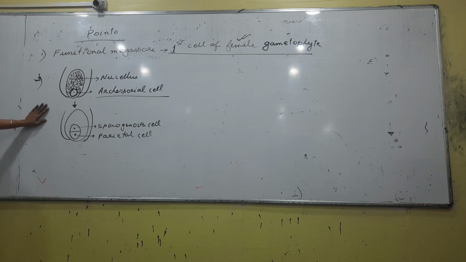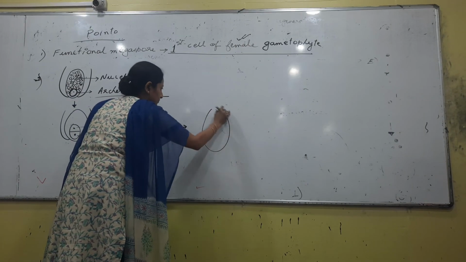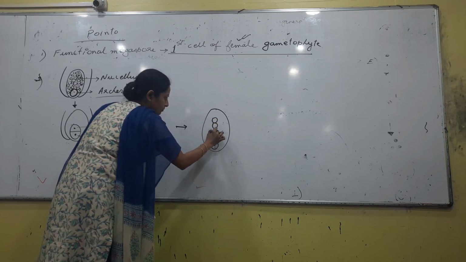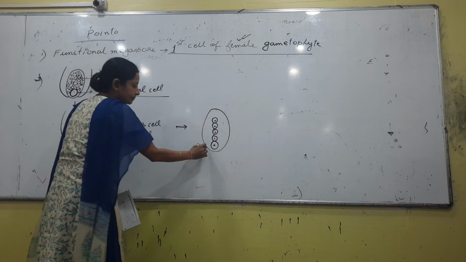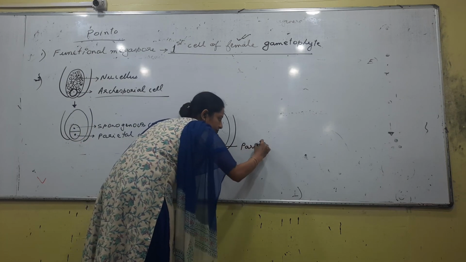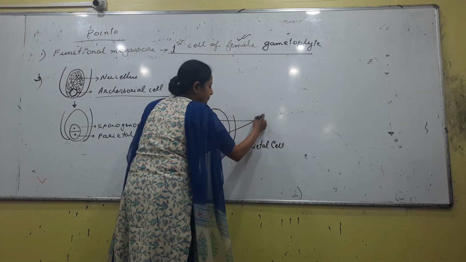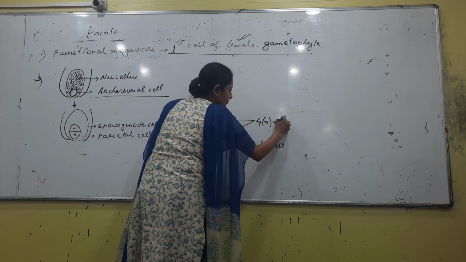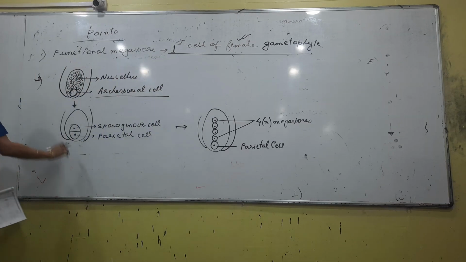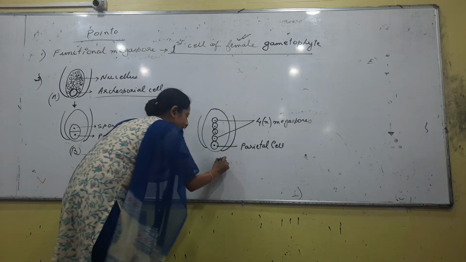Again, the sporogenous cell will divide and form 4 cells. Yes or no? 4 megaspores. So ultimately we draw the next diagram, something like this. Yes or no? Clear? So this was A, this was B, this is C.